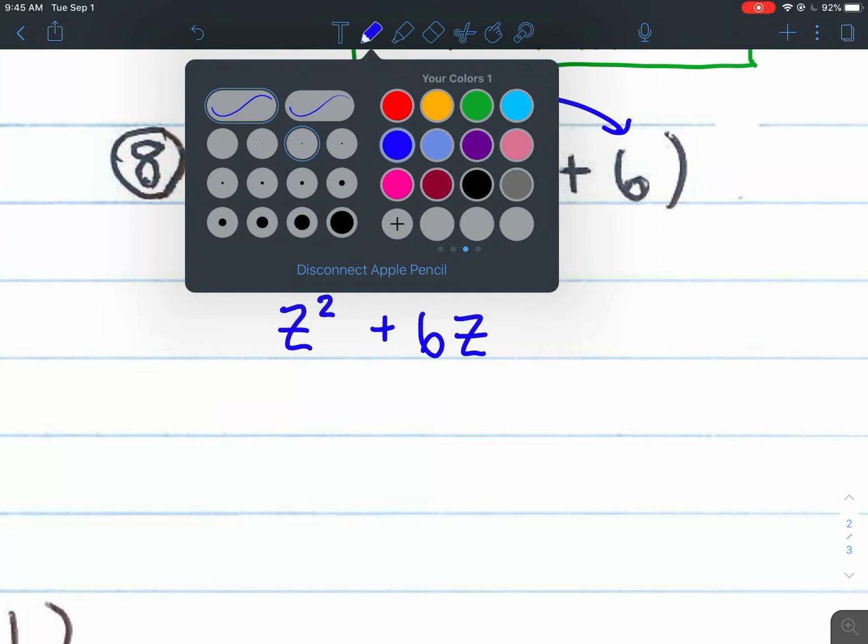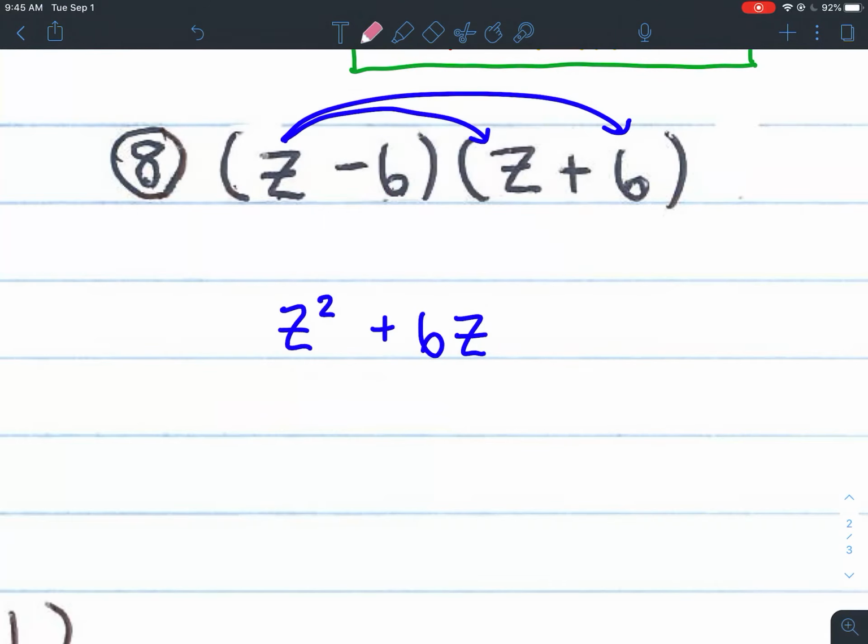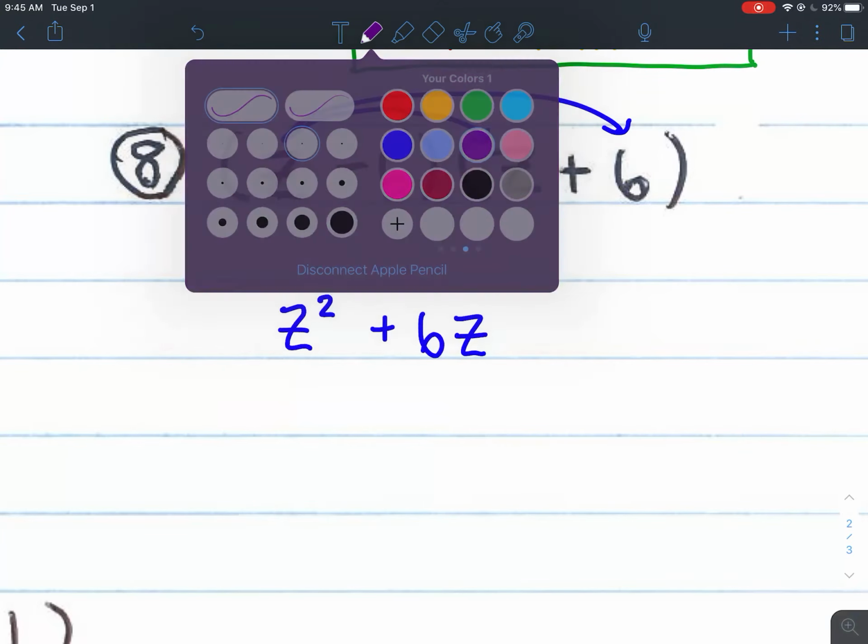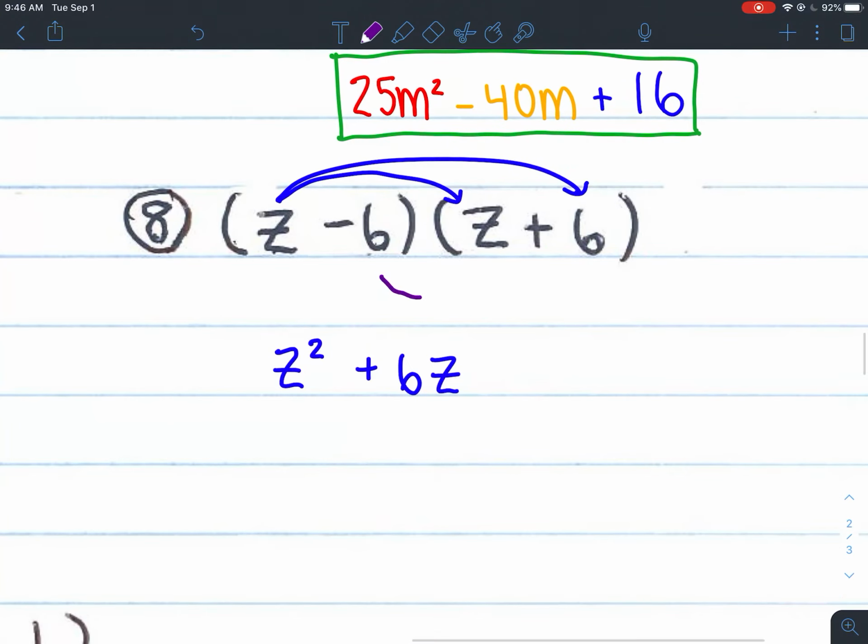And then I'm going to do what color here? It's always a tough decision for me. I don't want to do pink. I feel like I've done pink a lot. Maybe purple? Okay. Negative 6 times z is negative 6z. And then negative 6 times positive 6 is negative 36.